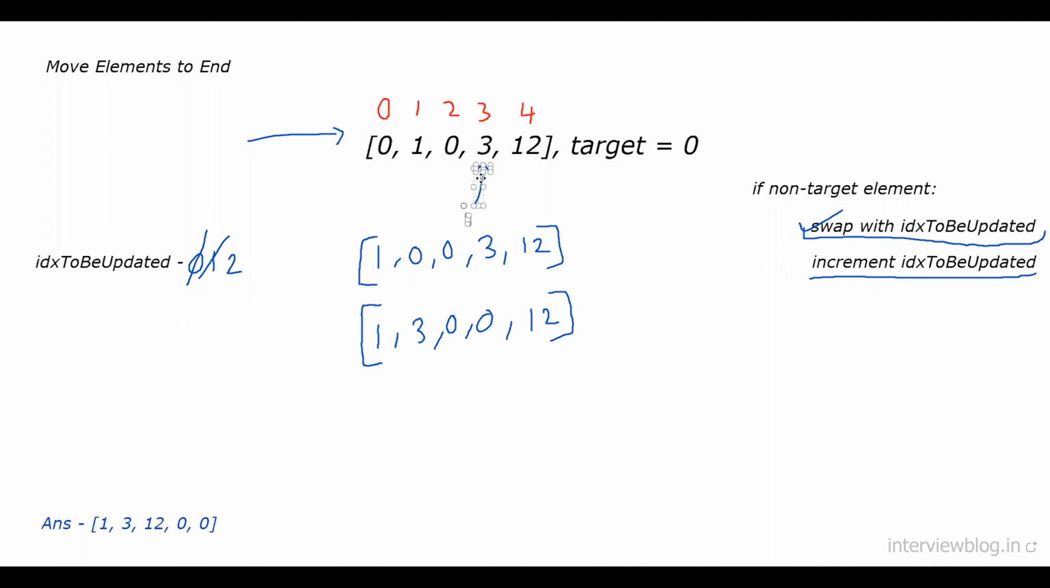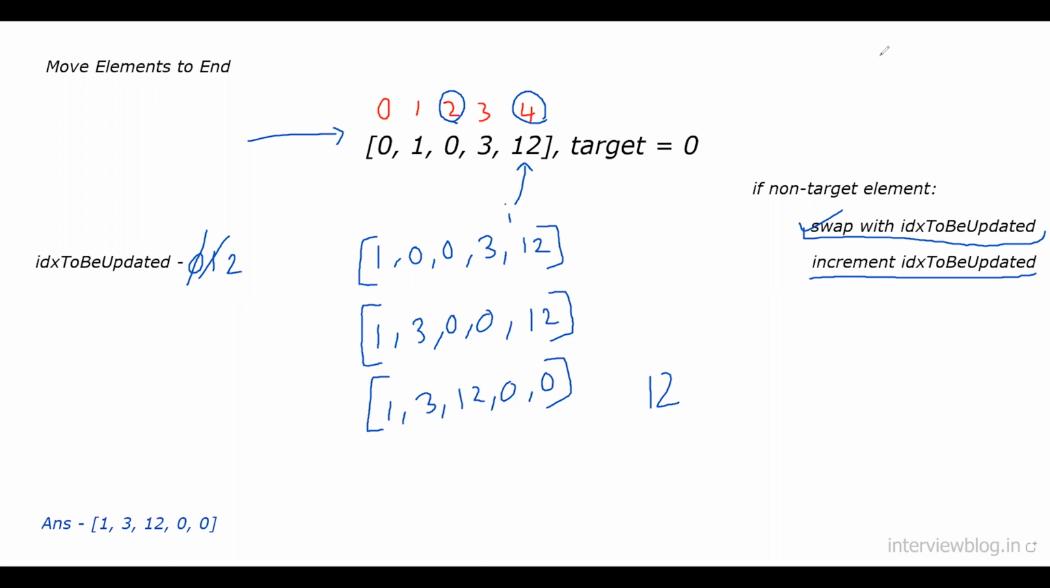So now I will again be continuing to traverse the array, and I'll be reaching this fourth index. Now I'll be checking if the element that is present in the ith index is not a target element. And since 12 is not a target element, we need to swap the element that is present in the ith pointer with the element that is present in the index to be updated pointer. So our resultant array would be 1, 3, 12, 0, and 0.